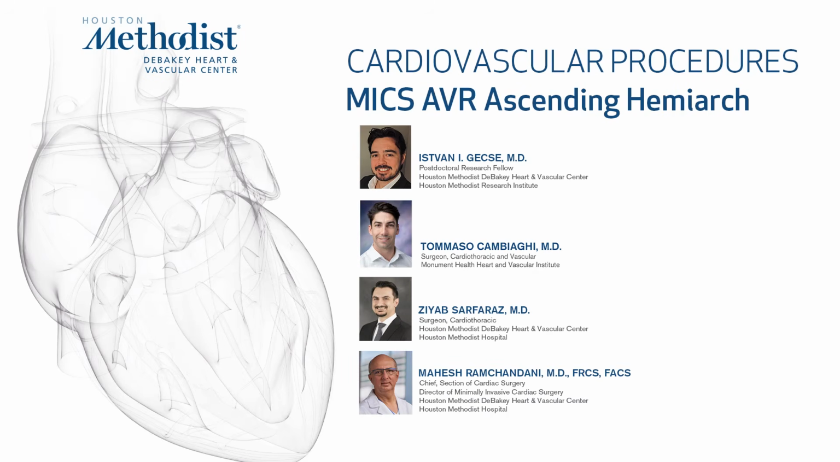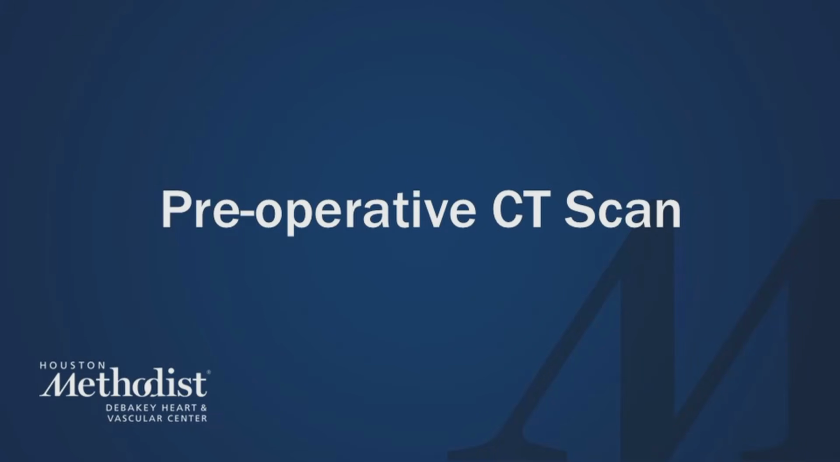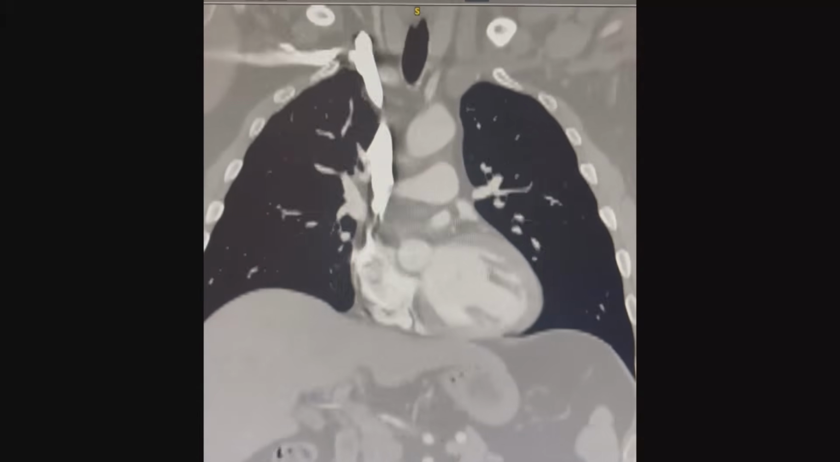Ladies and gentlemen, we present a case of a 53-year-old gentleman who was incidentally found to have an aortic aneurysm and a bicuspid aortic valve with moderate AI. The operative CT scan shows a 5 cm ascending aortic aneurysm and a normal aortic arch.